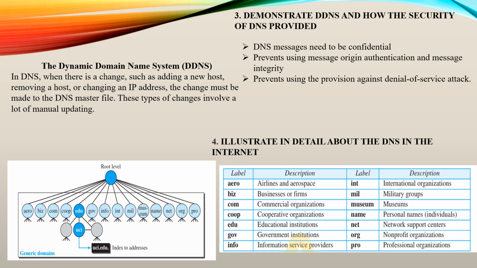So what is pro? Professional organization. Net, network support centers. So likewise, you have a set of labels with descriptions to know the root level and the generic domain of DNS. So this is the DNS in the internet.